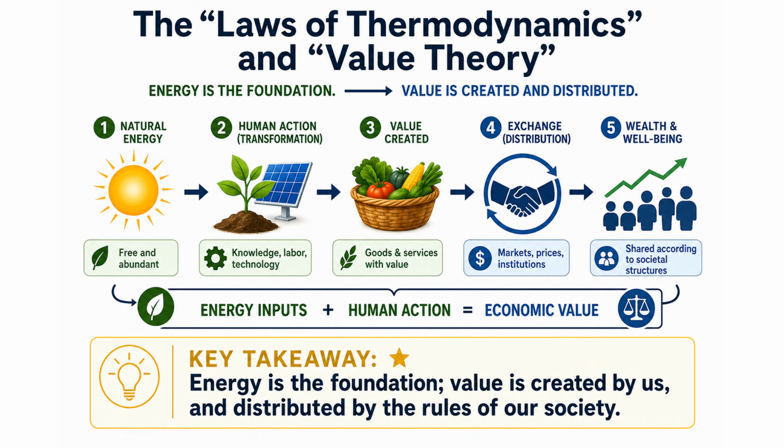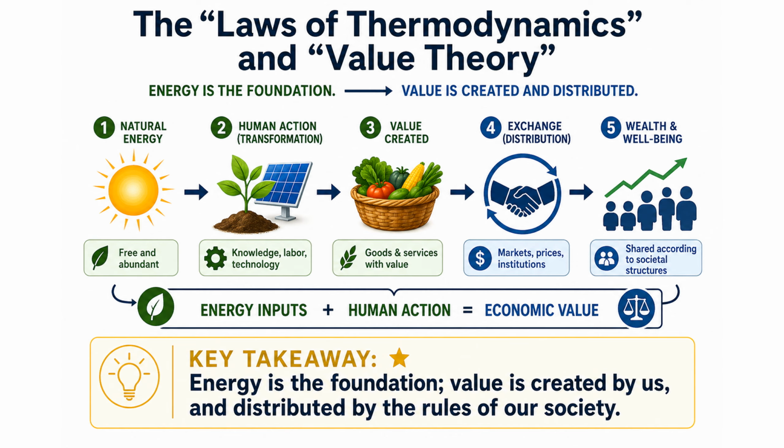When we harness it to grow crops, we are using a natural gift to create food, which has value. What this example shows is that the value of food is not just from labor, but also from the energy provided by the sun. Understanding this relationship helps clarify how wealth is generated and challenges traditional economic theories that overlook energy's role.